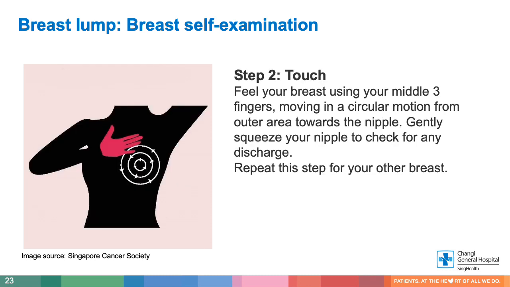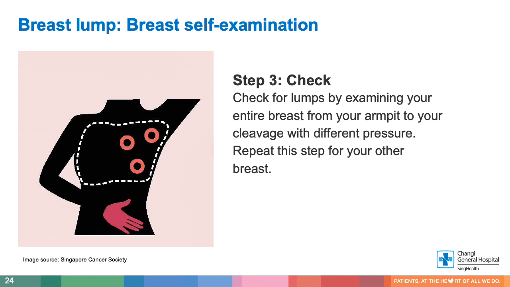Step 2 of the breast self-examination is actually touch. So feel your breast using your middle 3 fingers, moving in a circular motion from the outer area slowly towards the nipple. And gently squeeze your nipple, lastly, to check for any nipple discharge. And repeat this step for the other breast. Step 3 and the last step for the examination is actually to check. Now you check for any lumps by examining your entire breast from your armpit to your cleavage with different pressure. And of course, remember, repeat this step for the other side as well.